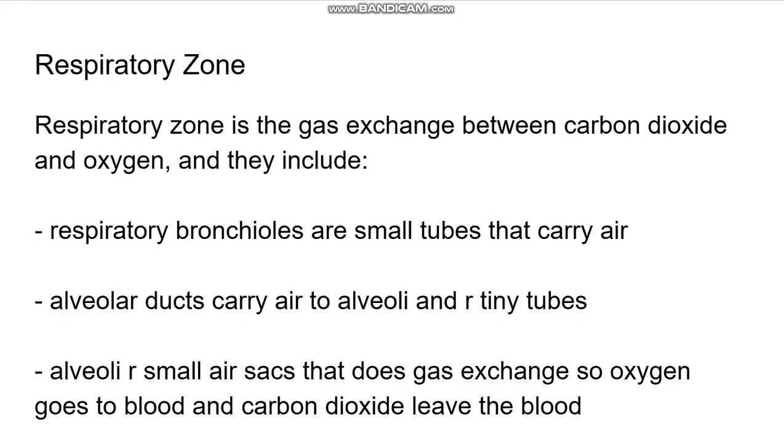So in summary, the respiratory zone is basically the gas exchange between oxygen and carbon dioxide. Bronchioles are small tubes that branch out from the bronchi to get air into the alveoli. The alveolar ducts are small tubes for the air to actually go into the alveoli. And then alveoli are tiny, really small sacs inside the lungs that do gas exchange. They carry oxygen to the blood and remove carbon dioxide from the blood.